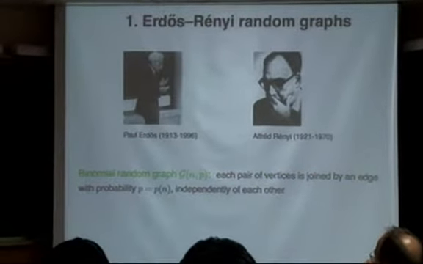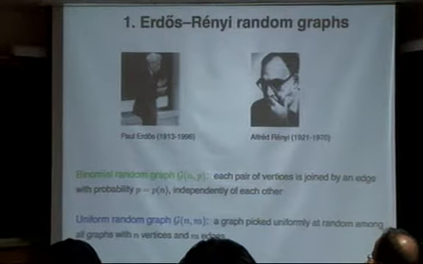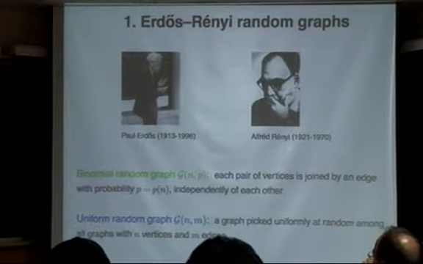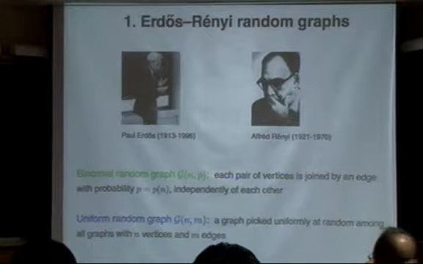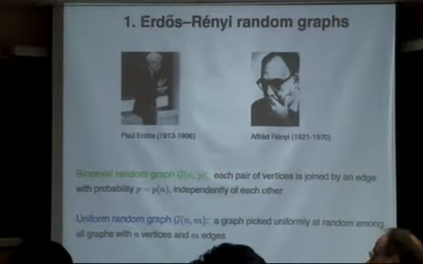Another important random graph model is the so-called uniform random graph, G(n,m). It is a graph chosen uniformly at random among all graphs with n vertices and m edges. Throughout the talk, the graph will be simple, without multiple edges nor loops.